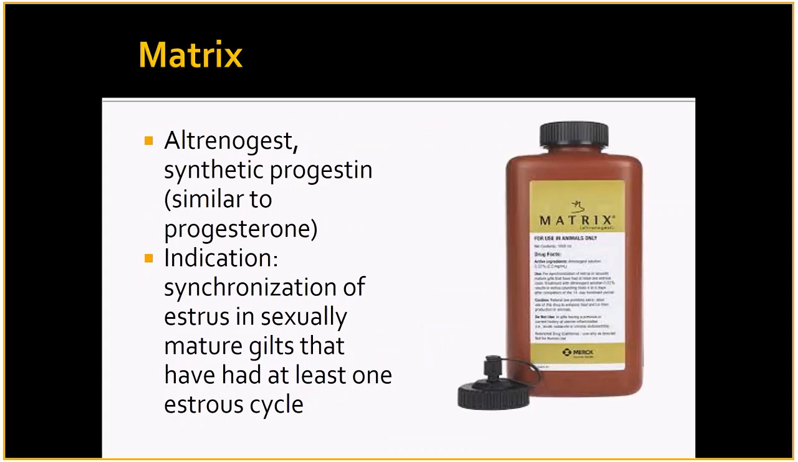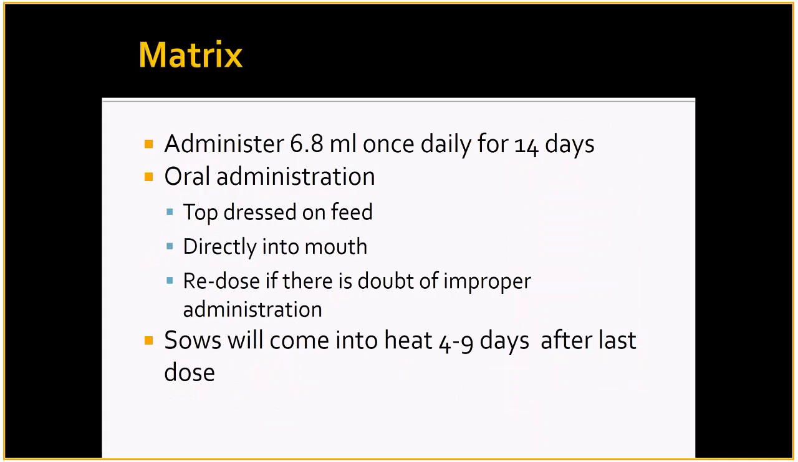So Matrix, it's a synthetic progestin, which is similar to progesterone, and the use for this is synchronization of estrus in sexually mature gilts that have had at least one estrus cycle. This is an oral administration. It's 6.8 mLs daily for 14 days. Most people top dress this right on the feed, or you can do it directly into the mouth.